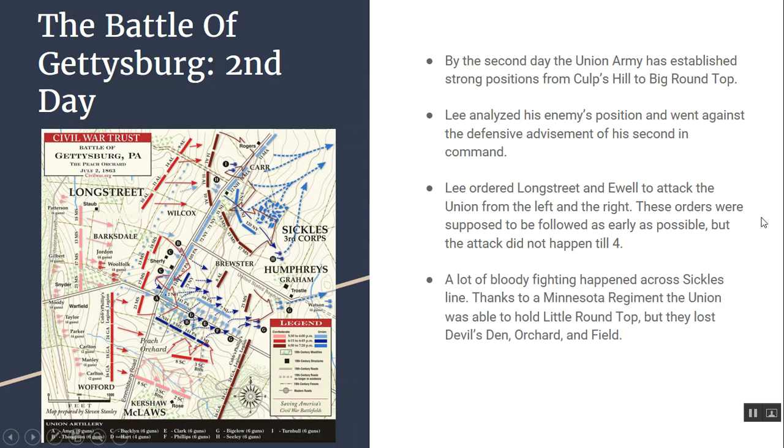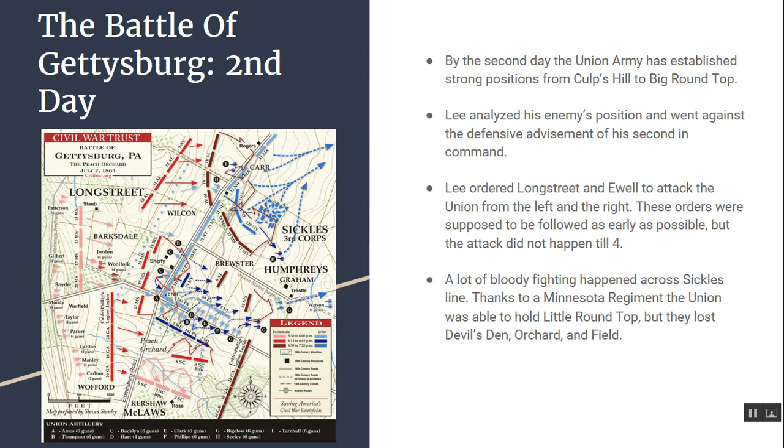A lot of bloody fighting happened across Sickles' line. Sickles was a Union general, and he made a stupid mistake in trying to change his position from Cemetery Hill because he thought he saw a better one. As soon as he left his position, he was dual flanked by the Confederates and was immediately at a disadvantage. This actually forced Meade to send troops to help him, because if Meade didn't send troops, Sickles' whole militia was just going to be decimated.